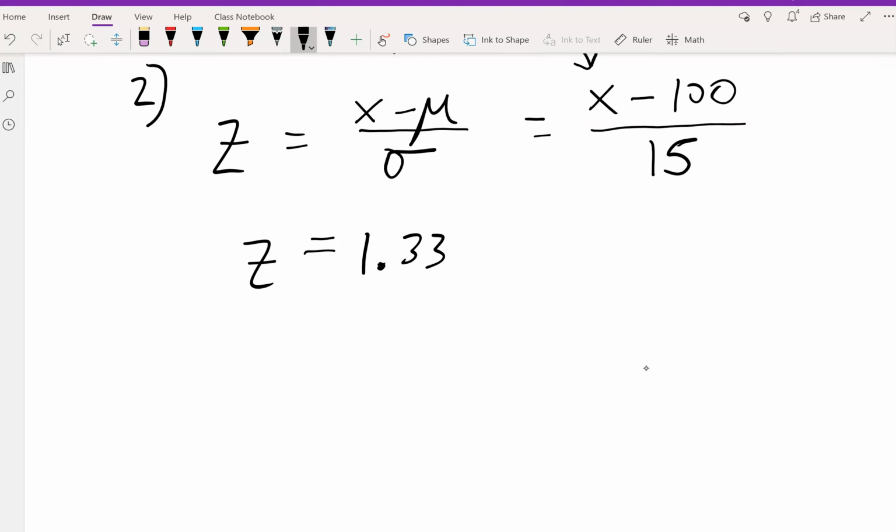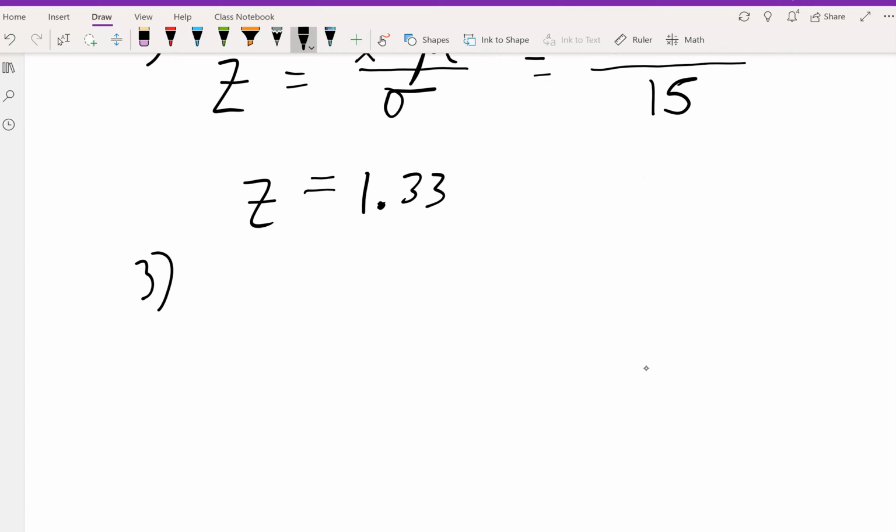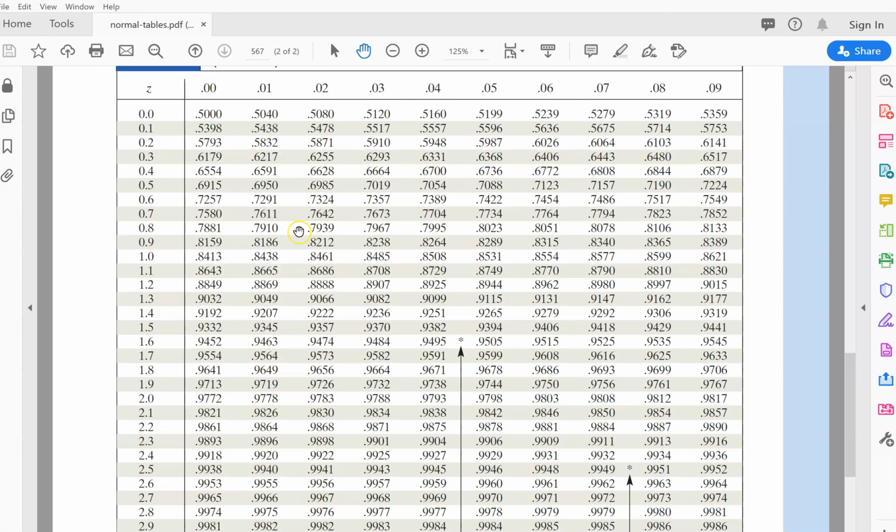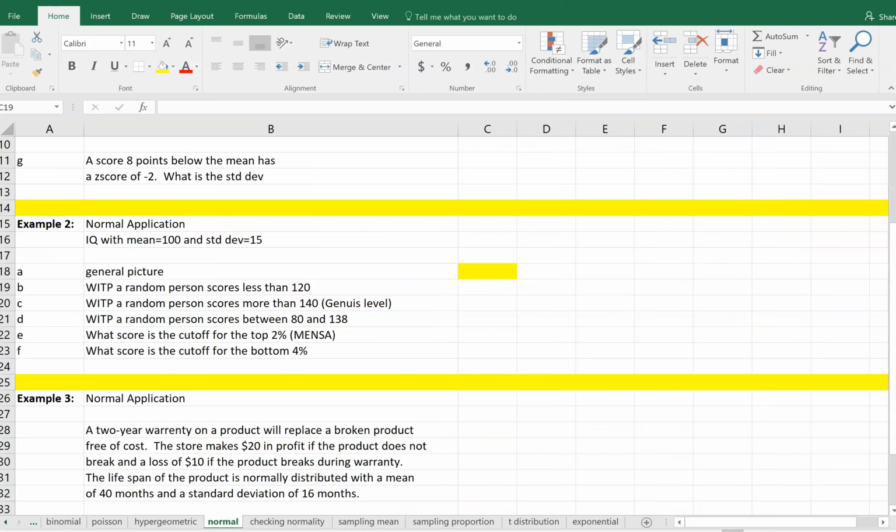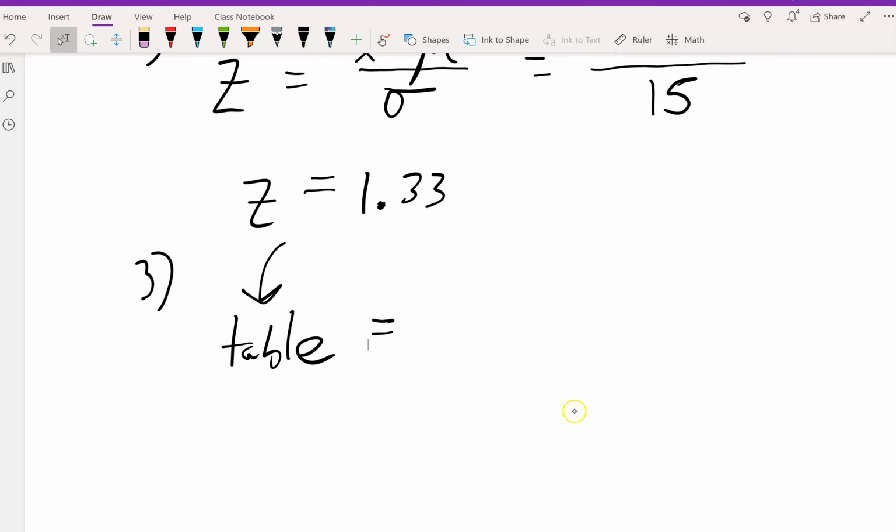And that is the number, if you watched my previous video, I'll go to the table with. Or I'll go to Excel, your choice. Since we have the table, let's just brush up on the table. You go to the table with 1.33: 1.3, go over to 3, so 1.33, and you get 90.82.